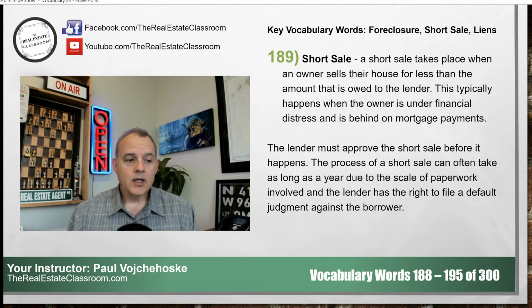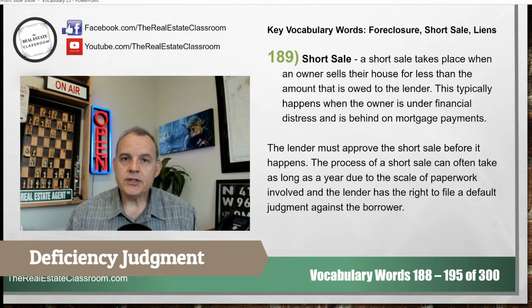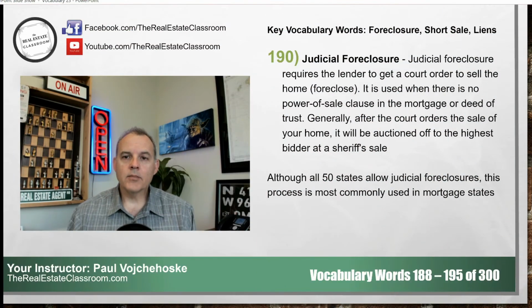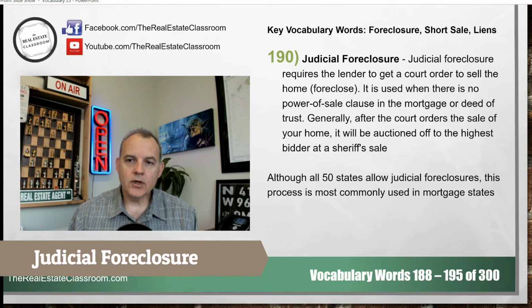Now, the lender does reserve the right to file what's called a judgment lien, or what's called a deficiency judgment lien against the owner or the previous owner or the borrower of that property. All right. Deficiency judgment is a key real estate term that you have to know for your exam, and we did discuss that in a previous video. Deficiency judgment. But next is number 190, a judicial foreclosure.